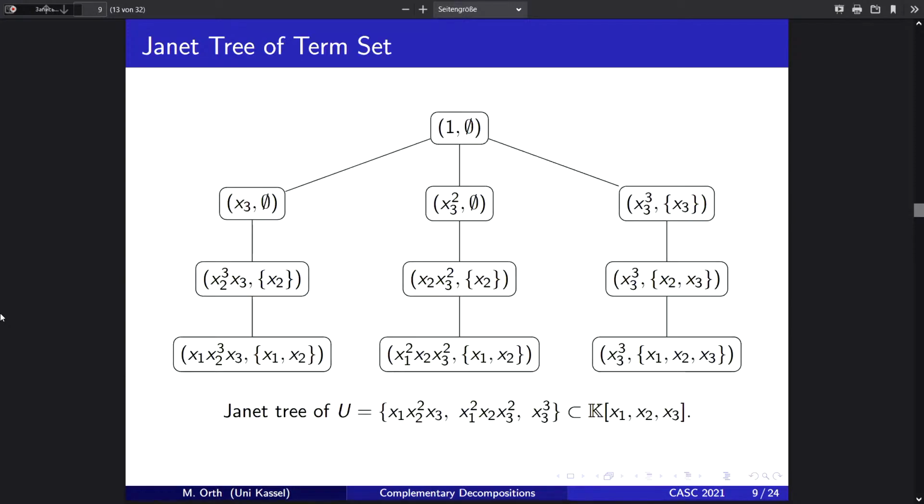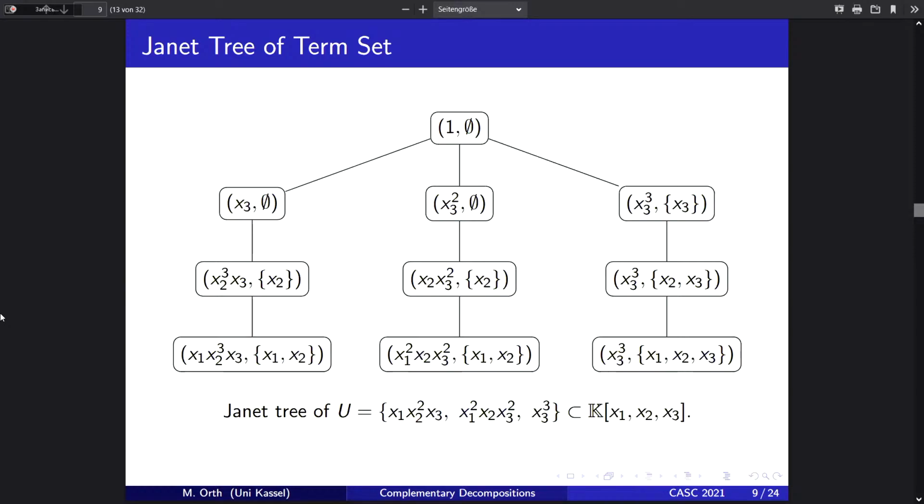Let's look at an example here. Three terms in the set U. The root is indexed by the term 1. It's the Janet class with empty degree sequence, and it corresponds to the whole set. And then this is split up degree-wise. In the first level from the top, we split by the x_3 degree, and then in the next level by x_2 degrees, and then by x_1 degrees.